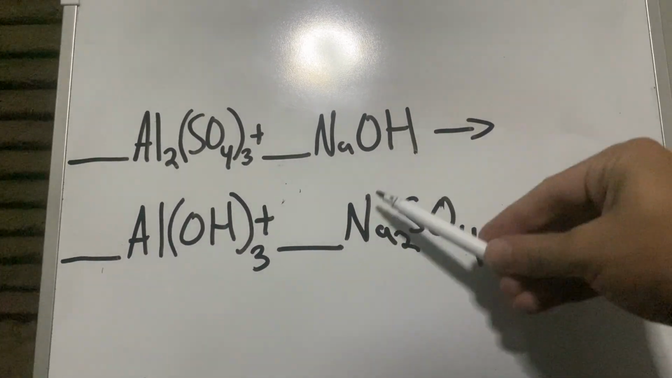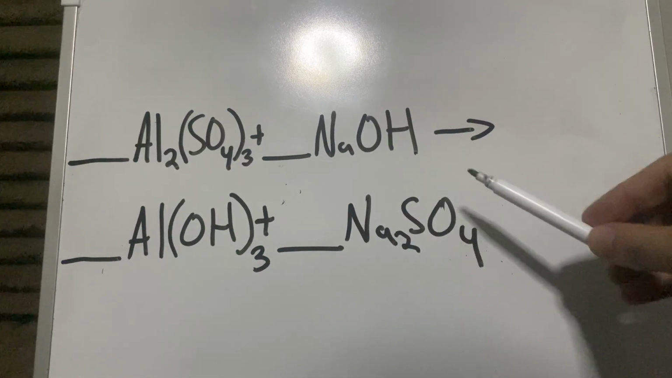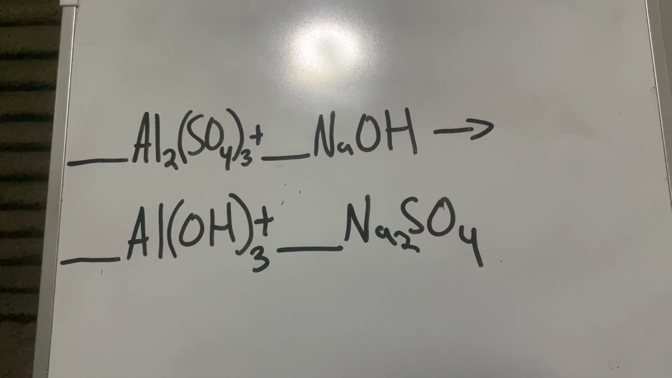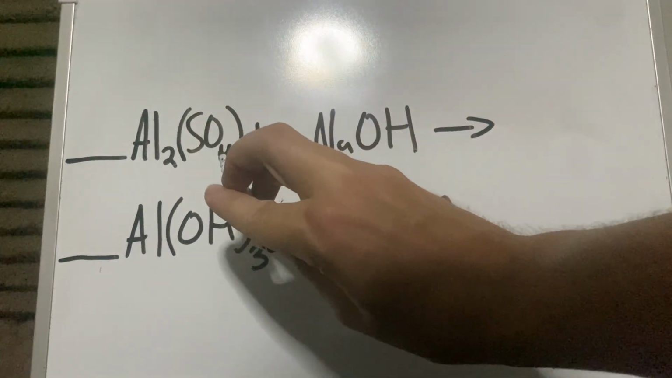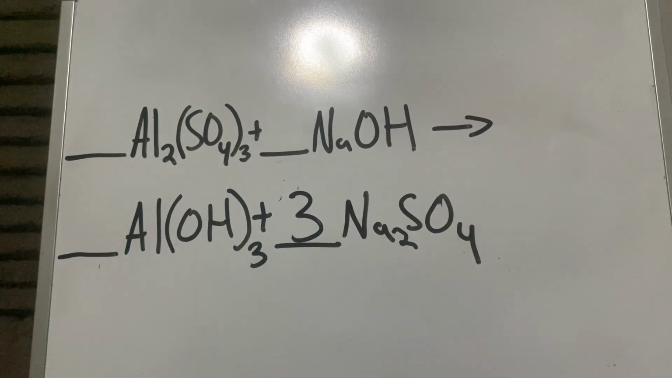What about on the product side? 1. There's no parentheses here. So because this is SO4, it's just going to be 1. There's nothing on the outside to tell us otherwise. So if there's 3 sulfates as the reactant, we need 3 on the right.